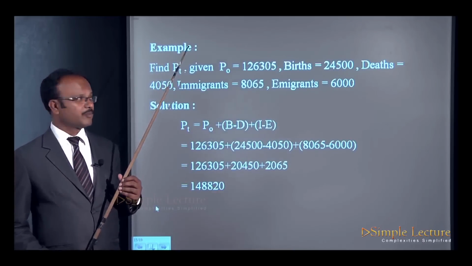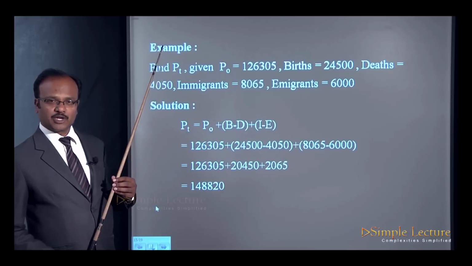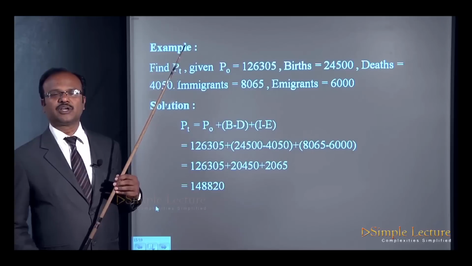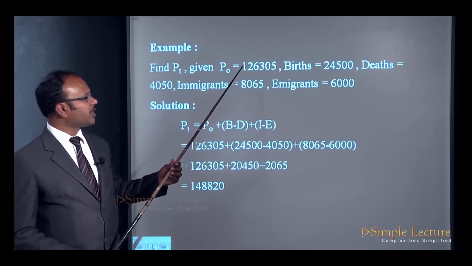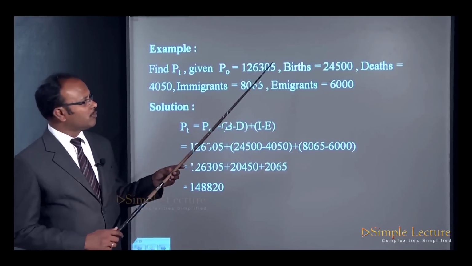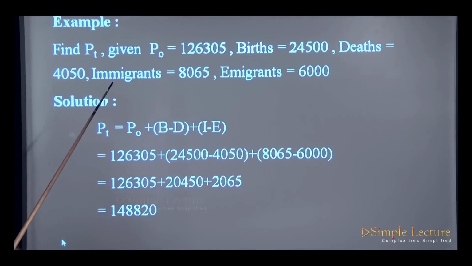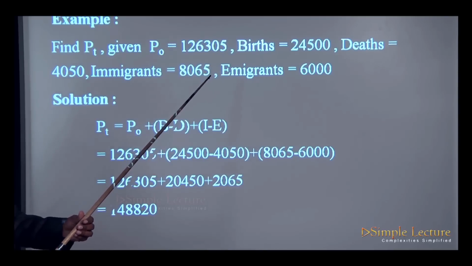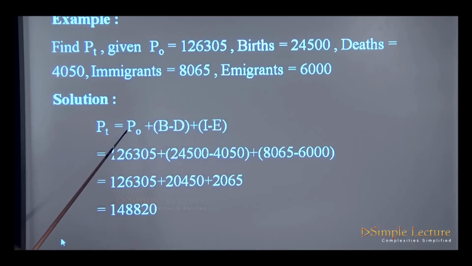Next, one more problem. Find PT. You have to find the population at a particular point of time. We don't know the exact year, but we have to find the population of an intercensal year. Then P0 is 1,26,305. Births are 24,500. Deaths are 4,050. Immigrants are 8,065. Whereas emigrants are 6,000. Now, you know PT is equal to P0 plus B minus D plus I minus E.